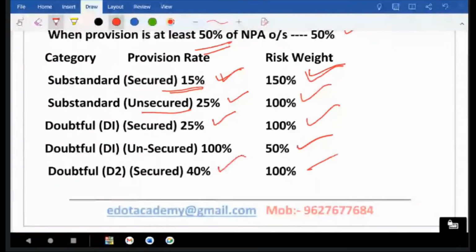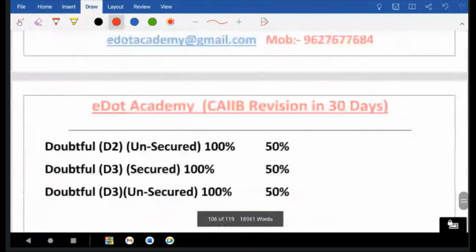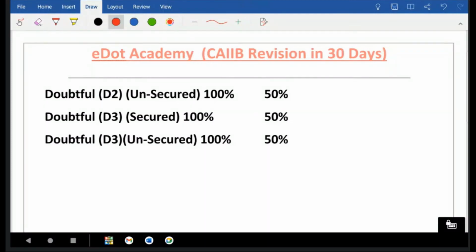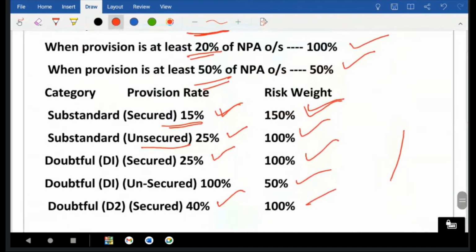And after this one will further list it there. So you cannot remember the risk weight. You can, but the provisioning rate you have to remember, because numericals are asked based on the provisioning. Okay, so they can ask what is the provisioning you will do on that. So for the rest, doubtful D2, D3, you have to make 50, 50, 50%. Okay, so this was the risk weight associated with your standard and substandard, because substandard is also part of the NPA only.